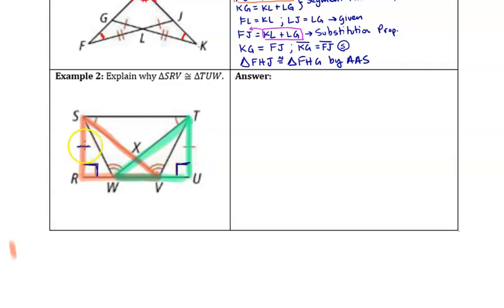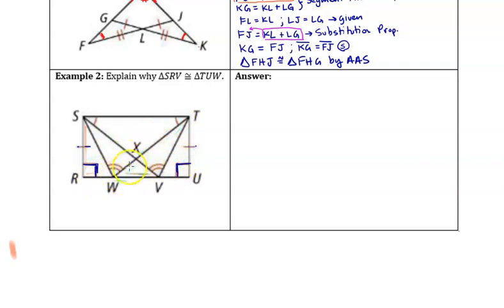So one of the things that would be available to me is using HL, if I could prove that segment SV and segment TW are congruent. All right, I'm going to get rid of some of this highlighting. It's kind of distracting me a little bit. Okay, so now if I could prove that for some reason segment SV is congruent to segment TW, then I would have HL congruence for the two triangles I'm trying to prove congruent.